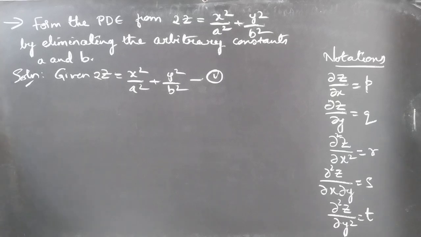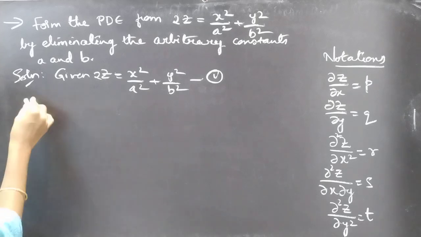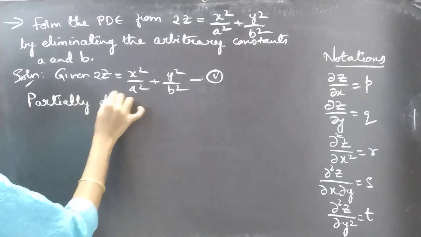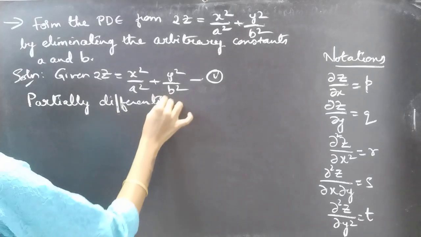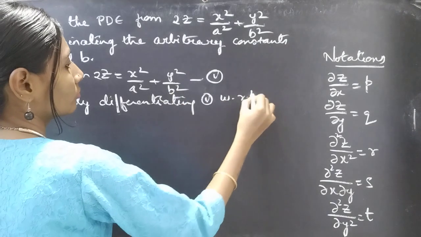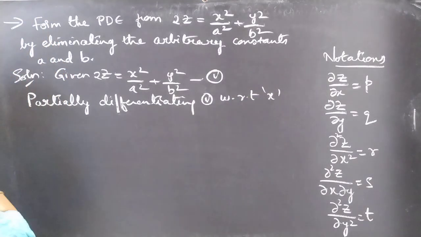So firstly, I'll begin with partial differentiation with respect to x. Okay, it's partially differentiating 1 with respect to x. So here I'll write direct steps, and after completing the problem we'll show you the number of steps in a detailed way. Fine. Now partially differentiating 1 with respect to x.